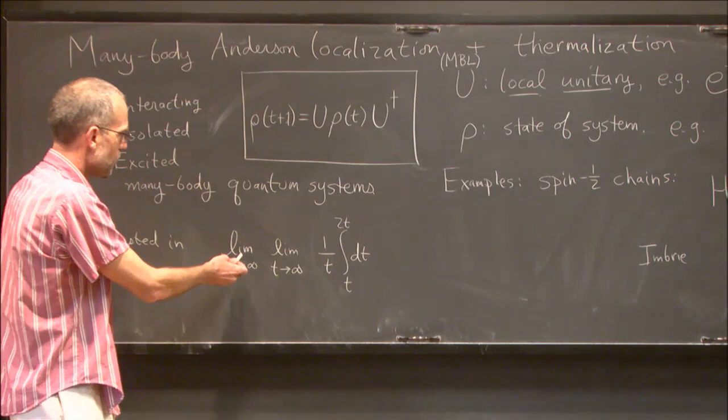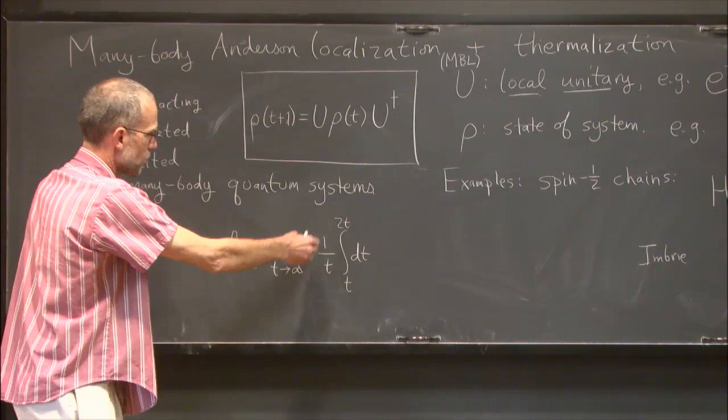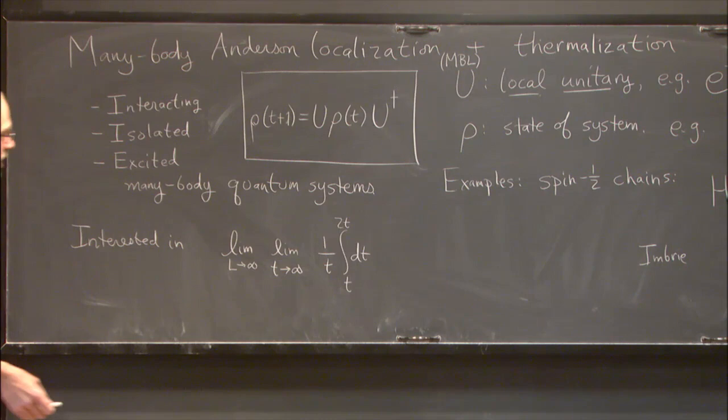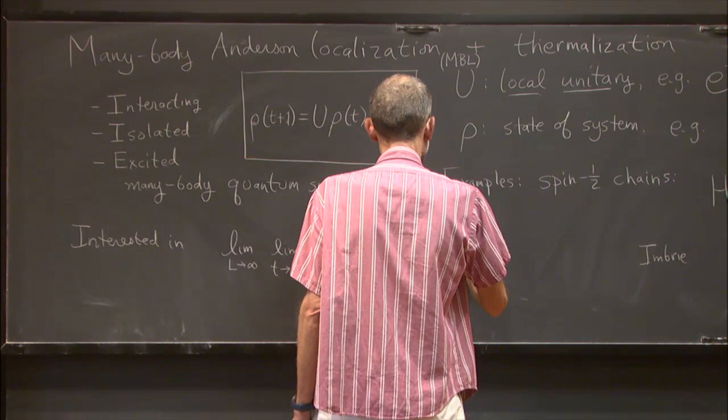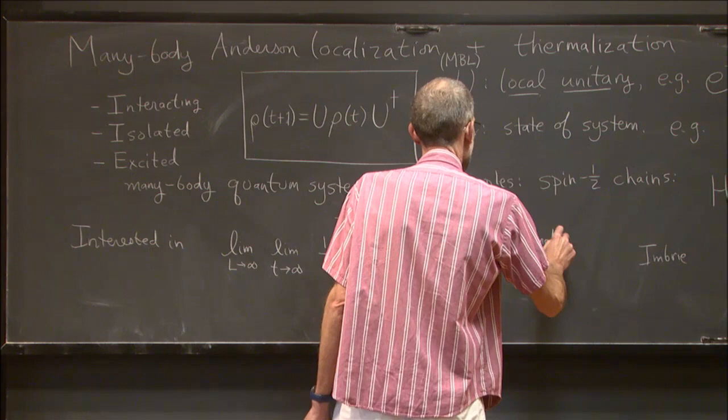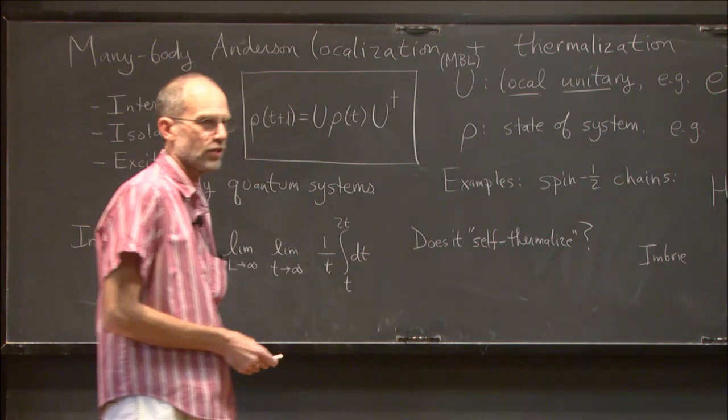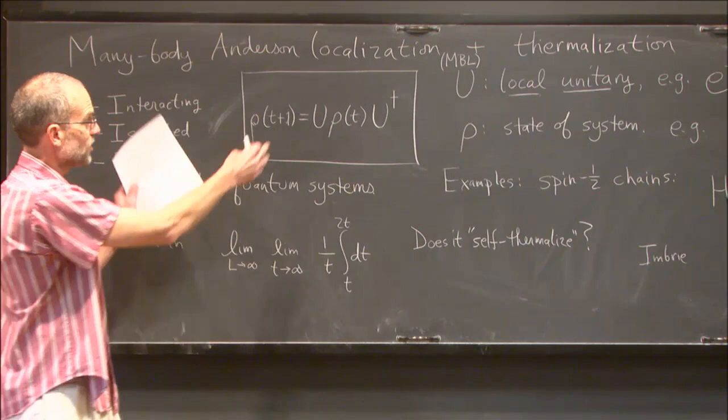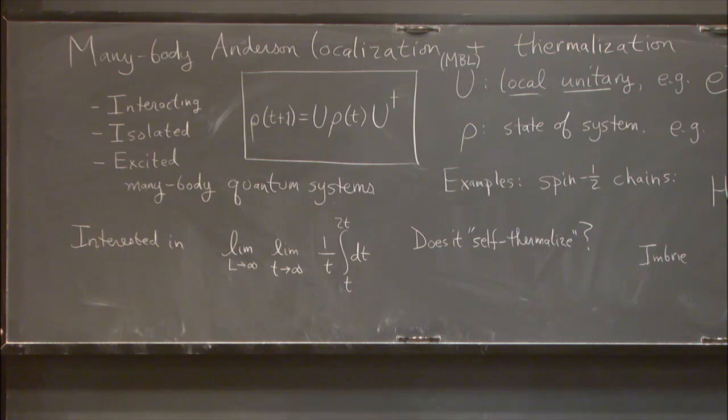And then you ask, as I start from some initial state, what does it go to for the finite size system? And then take the limit of the infinite system and then ask, does it self-thermalize? Or basically, the physical question we're asking is, is this large system able to act as a bath and bring all subsystems to thermal equilibrium, right?